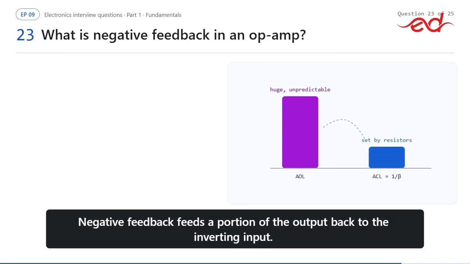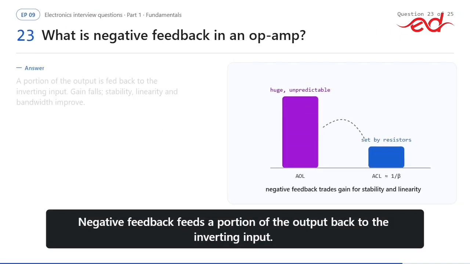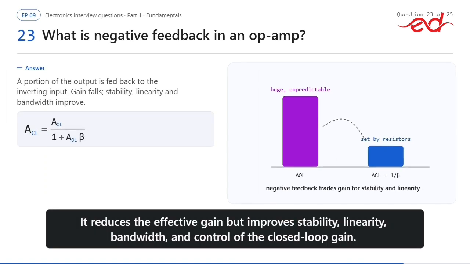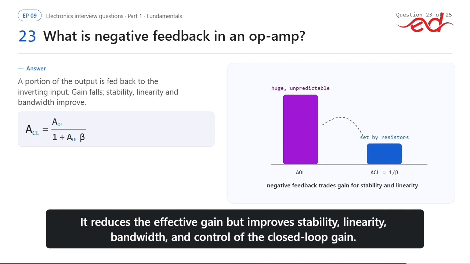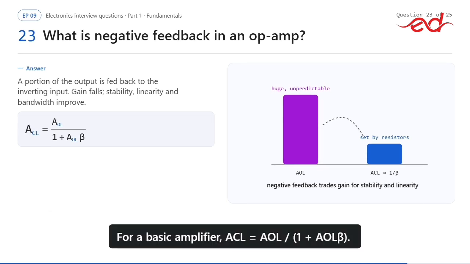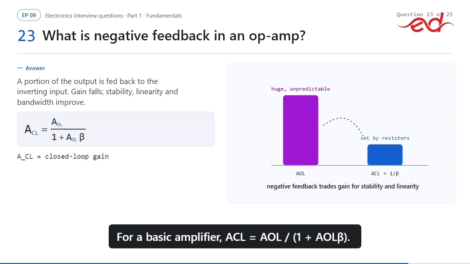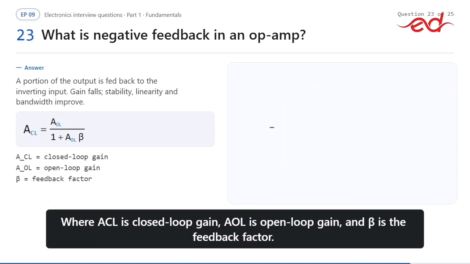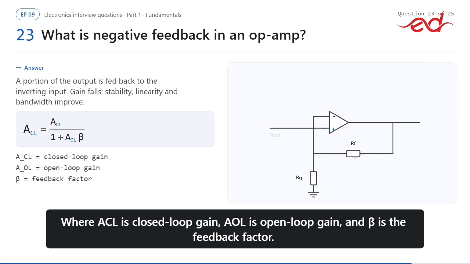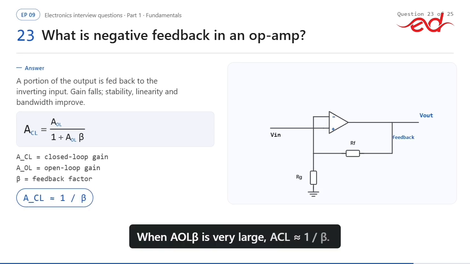Now coming to the next question, what is negative feedback in an op-amp? Negative feedback feeds a portion of the output back to the inverting input. It reduces the effective gain but improves stability, linearity, bandwidth and control of the closed loop gain. For a basic amplifier, closed loop gain is equal to open loop gain upon 1 plus open loop gain multiplied with beta, where ACL is closed loop gain, AOL is open loop gain, and beta is the feedback factor, right?